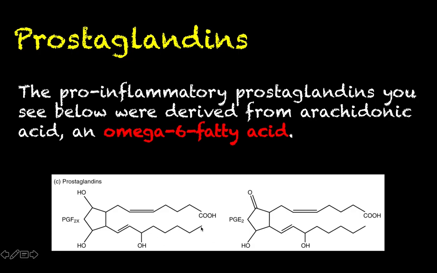If we count the number of carbons away from this, 1, 2, 3, 4, 5, and 6, after 6 carbons we find our first double bond. That is how we determine that this is an omega-6 fatty acid. If this double bond were found 3 positions away rather than 6 from the omega carbon, it would be an omega-3 fatty acid instead.